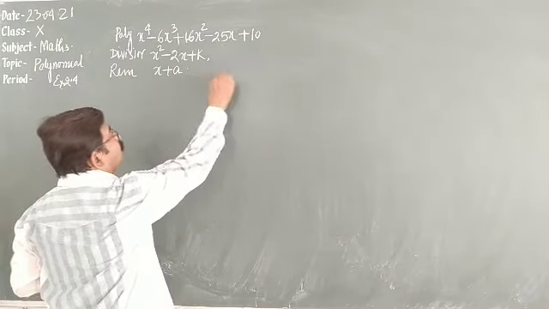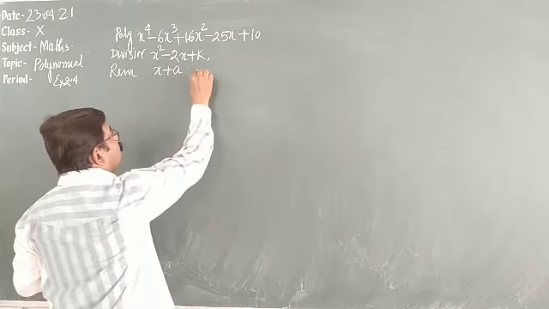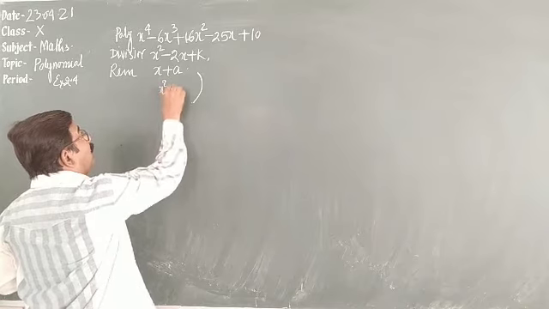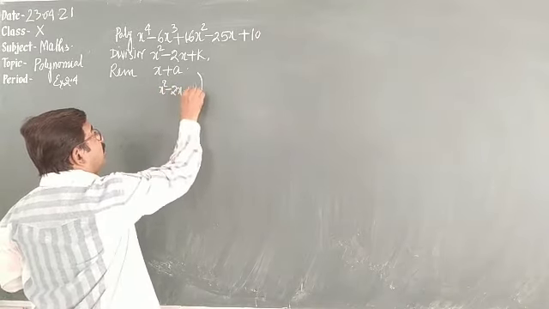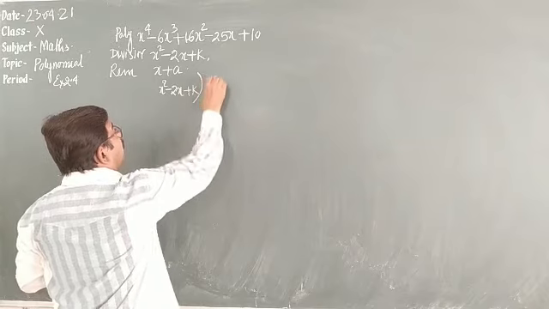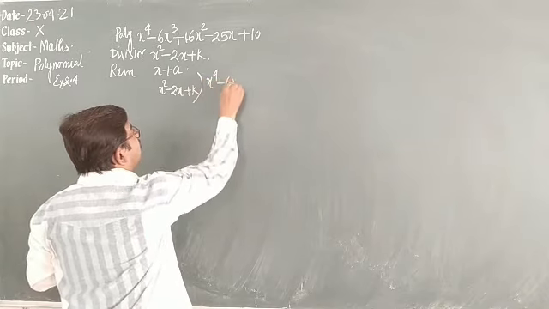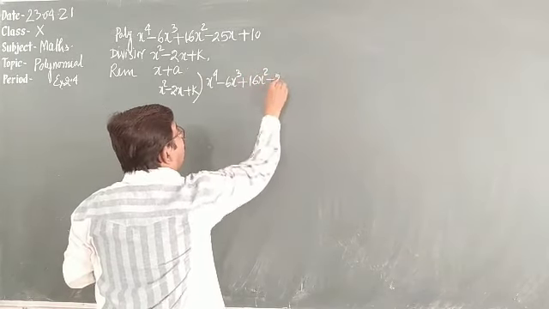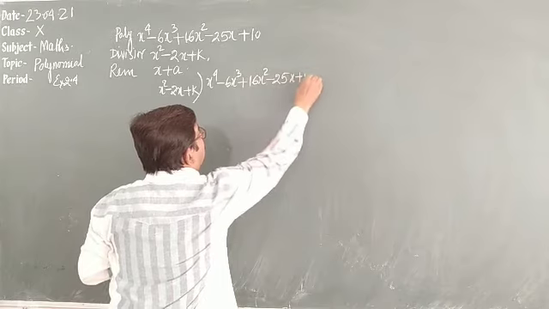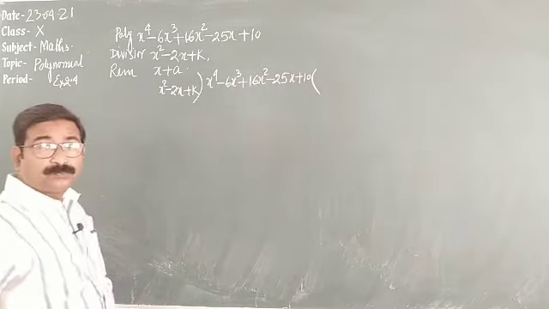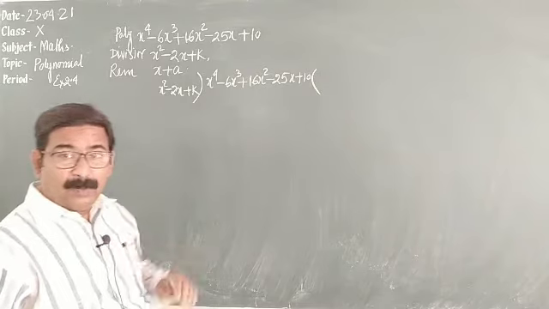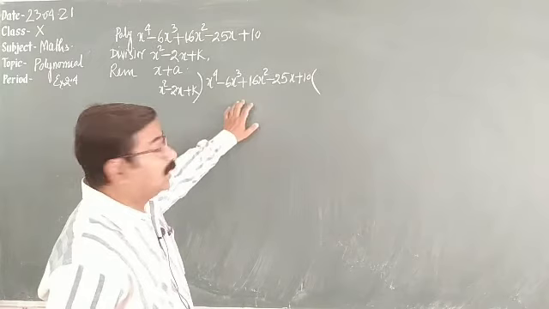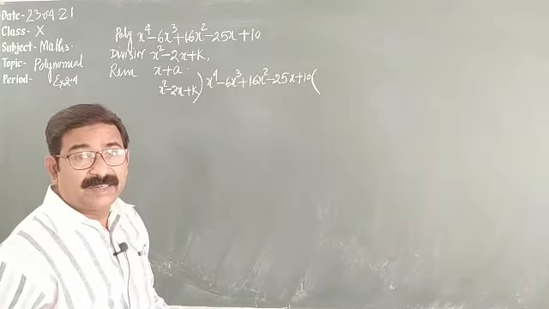See, I am dividing x square minus 2x plus k into x to the power 4 minus 6x cube plus 16x square minus 25x plus 10. Divide one by one. You know the rule of divisibility. We will continue division until the degree of remainder is less than the degree of divisor.